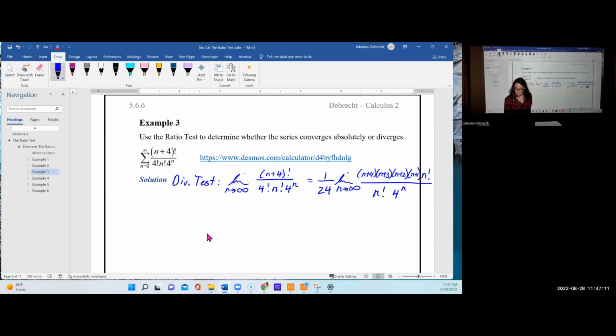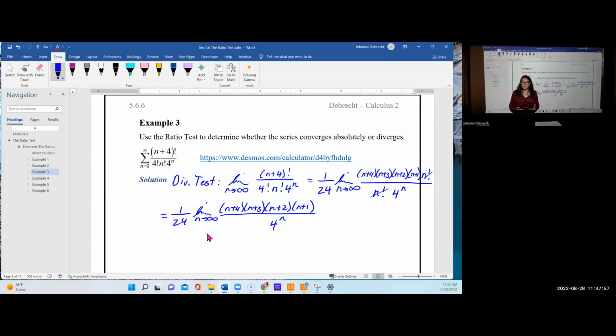And these, of course, are multiplied together. So now I've got an n factorial in the numerator and an n factorial in the denominator, and they will, in fact, cancel one another out. So my limit for the divergence test becomes 1 over 24 times the limit as n goes to infinity of (n plus 4) times (n plus 3) times (n plus 2) times (n plus 1), which, if I multiplied it out, would be a 4th degree polynomial in n. So it would be something n to the 4th plus something n cubed plus something n squared plus something n plus a constant, all divided by 4 to the n.